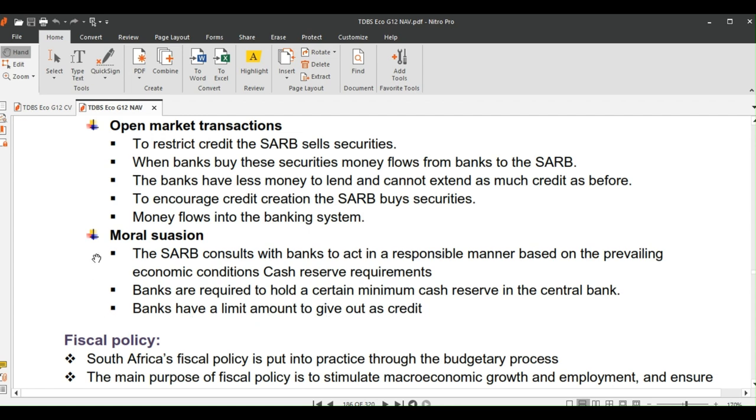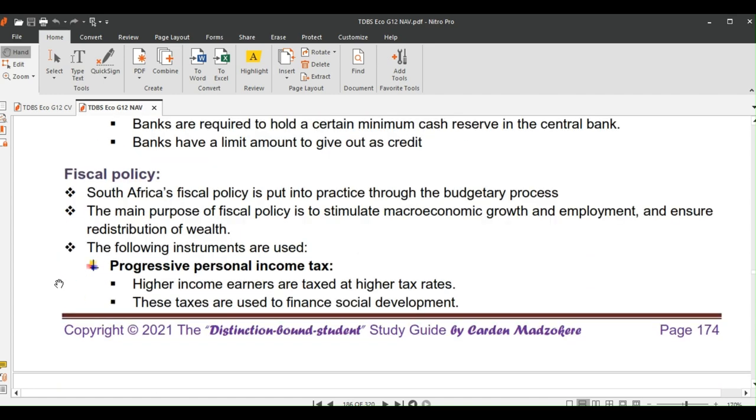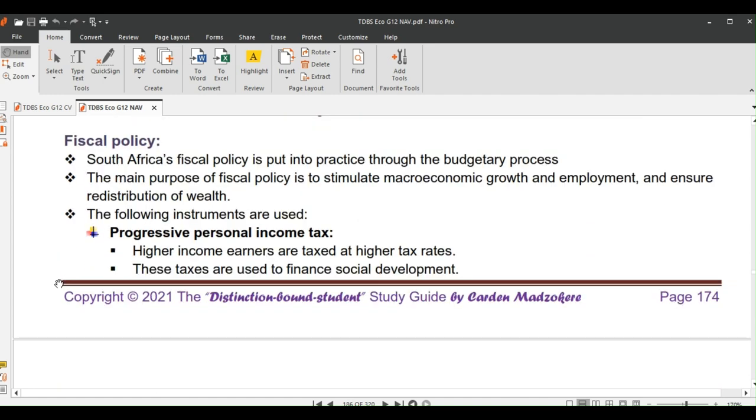Now, let's drive less than 2 kilometers from 370 Helen Joseph Street, Pretoria Central, to 240 Madiba Street, Pretoria Central. Those in Pretoria know that's us driving from the Reserve Bank to National Treasury. Fiscal and monetary policies are implemented less than 2 kilometers apart. Let's now look at the fiscal policy.